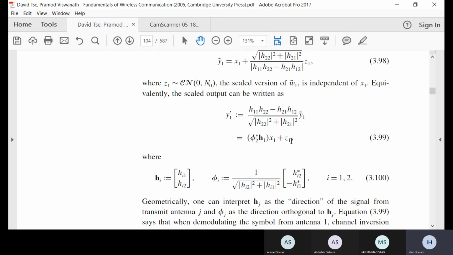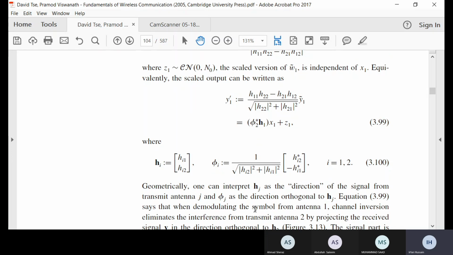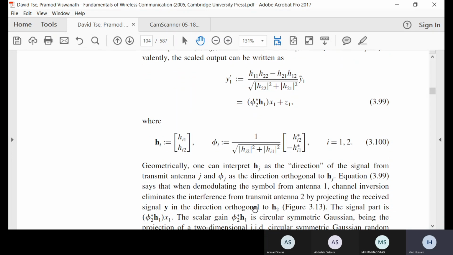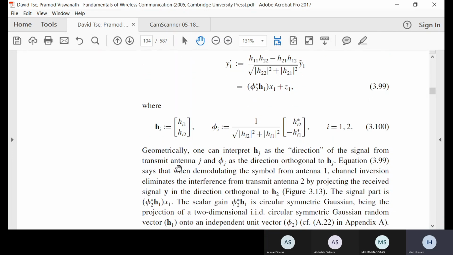In order to get my output, I need to multiply this scaled output again with this factor. This will make the noise CN0 and naught, and the signal will become phi 2 h1 x1. But what is the meaning of this scaling? That we will try to discuss. Geometrically, one can interpret Hj as the direction of the signal from transmitter j, and phi j as the direction orthogonal to hj.